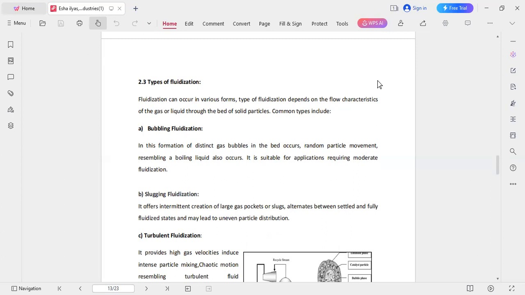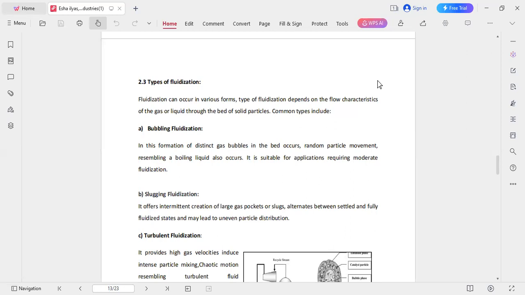Now, I will tell you about the types of fluidization. Fluidization can occur in various forms. The type of fluidization depends upon the flow characteristic of the gas or liquid through the bed of solid particles. Common types include number one, bubbling fluidization.